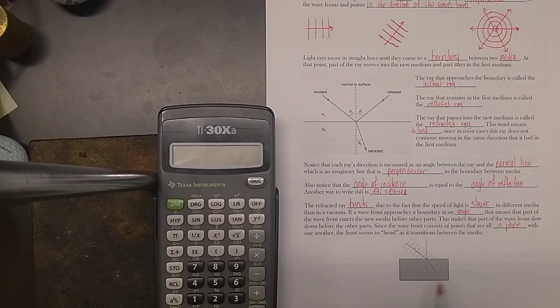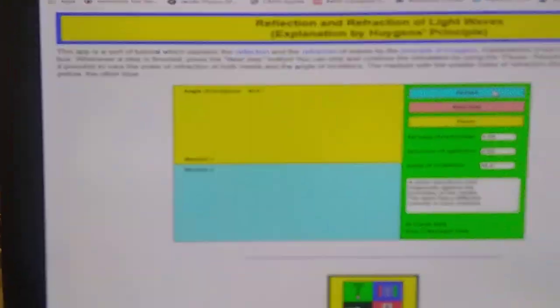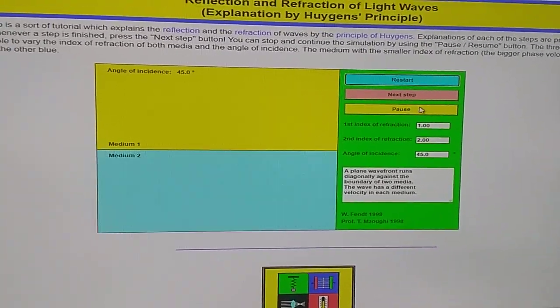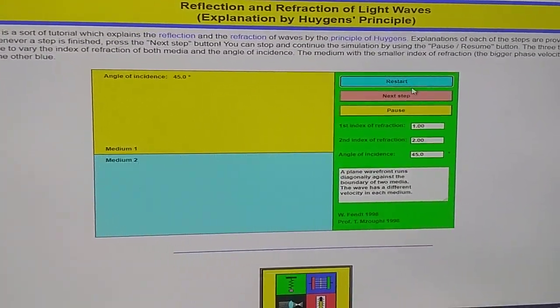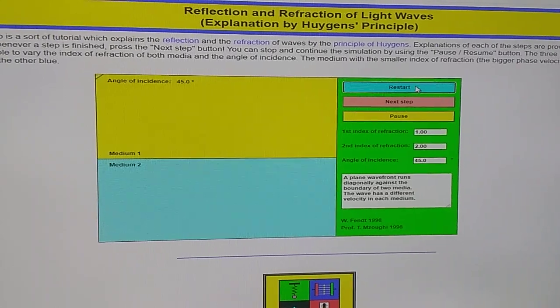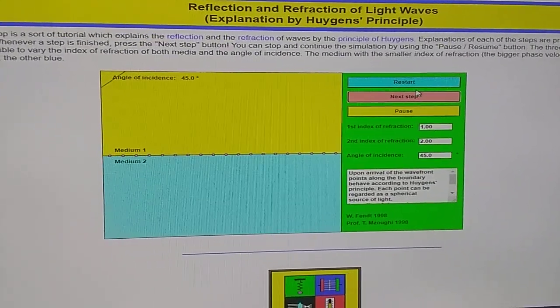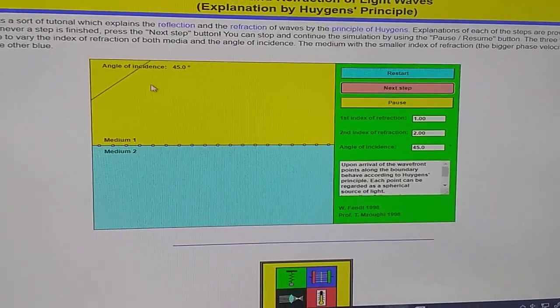The front seems to bend as it transitions between the media. And I think this is going to be best seen with this little application here. Okay, so we're going to, what are we going to do? Restart. Okay, so we've got a wave front coming in.